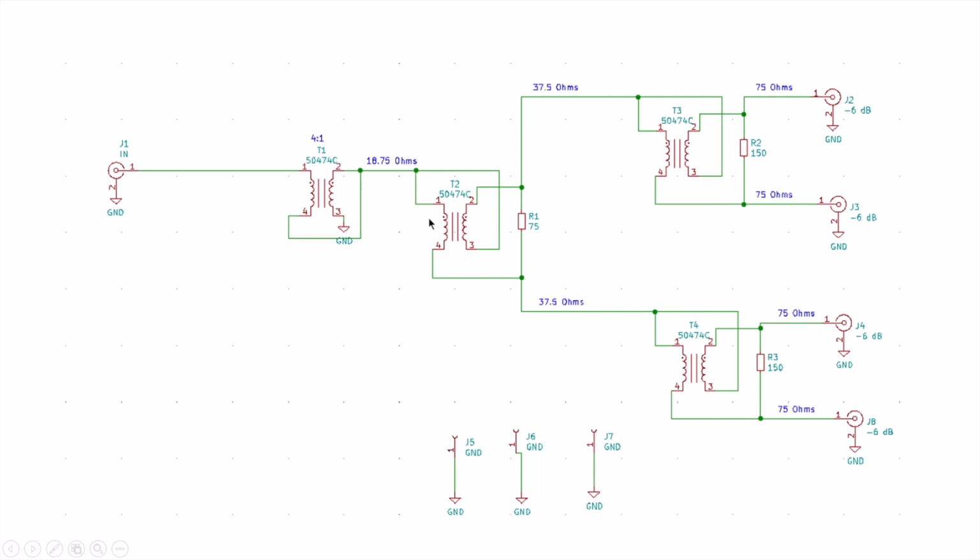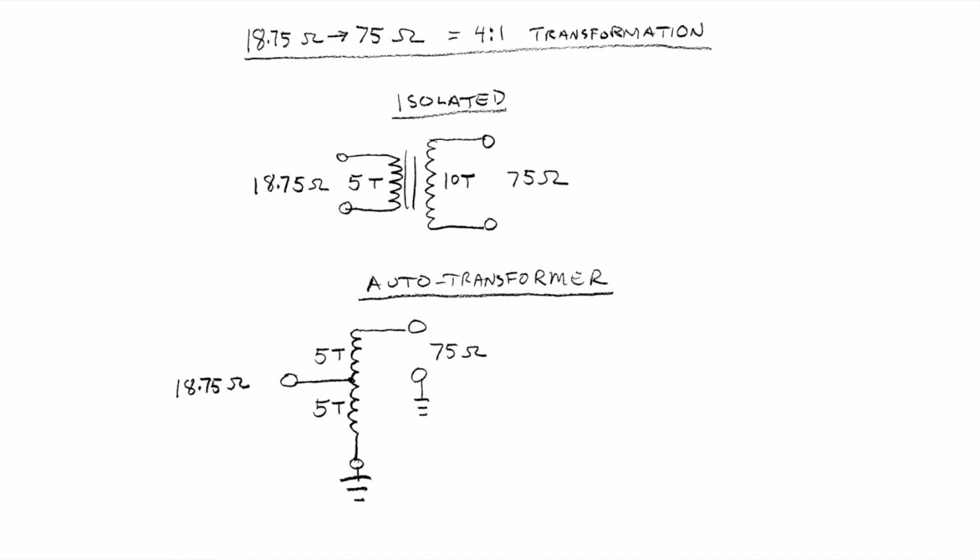Well, now, of course, we have to match that back to our 75 ohm input impedance. We do that with a matching transformer, T1. This is a 4-to-1 impedance transformer. Now, a 4-to-1 impedance transformation has a 2-to-1 winding ratio. On top, this is an isolation design where the 18.75 ohm input has 5 turns and the output 75 ohms has double that, 10 turns.